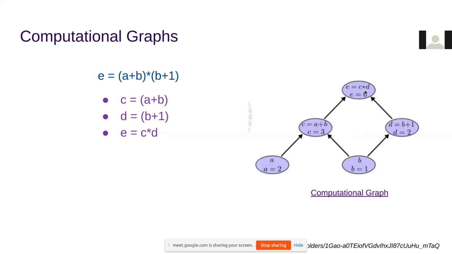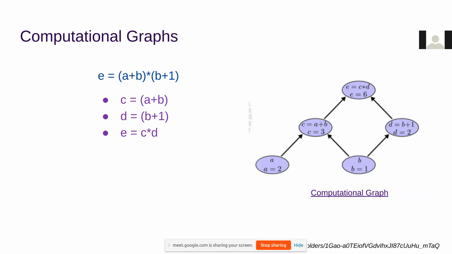To see how this works, let's give a value to variables A and B. So let's say A is 2 and B is 1. So C will get a value of 3, D will get a value of 2, and E will get a value of 6. Okay. So we'll start from here and we'll keep on following the arrows and moving upward. So this is how any computation can be represented.